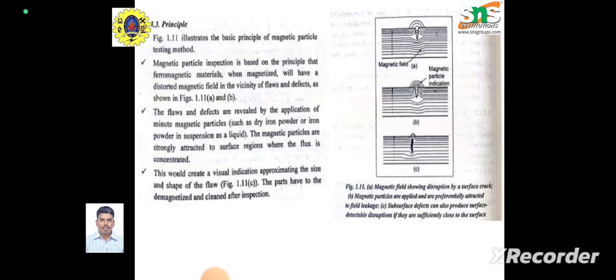For the particle indication: if the magnetic field is uniform, there are no particles gathered here, and it is normal. If a crack is produced inside the material, the magnetic particle indication will be differently oriented, organized in a disturbed manner. For the distribution at a surface crack, the magnetic force applied attracts the particles along the magnetic field. The C image shows that subsurface defects can also produce a surface detectable disruption if they are sufficiently close to the surface.